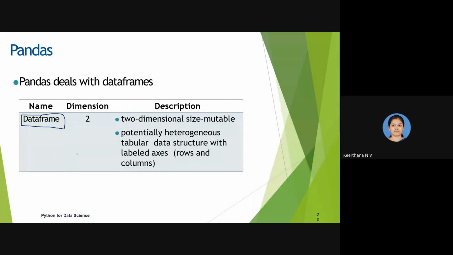And generally, we can call it a row and column format, a heterogeneous tabular data structure. Why it is a heterogeneous tabular data structure means each and every column will be labeled with a unique ID or a unique name. Through that unique name only, we are going to process the data present in an Excel.